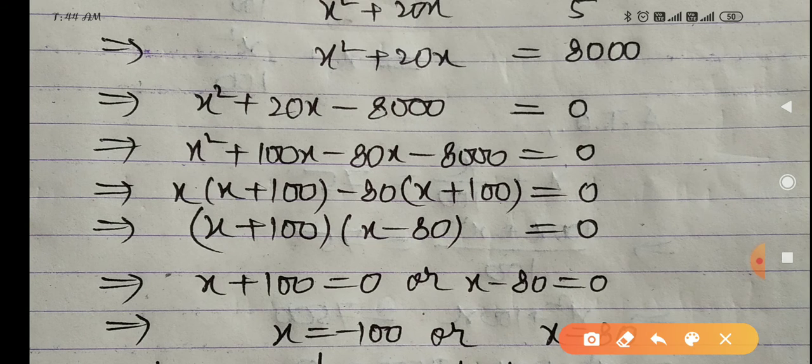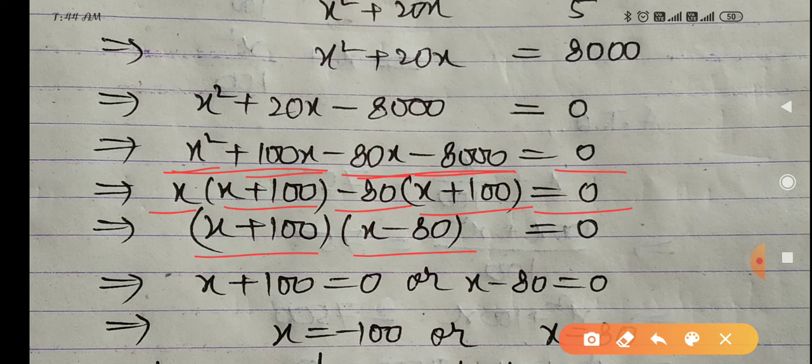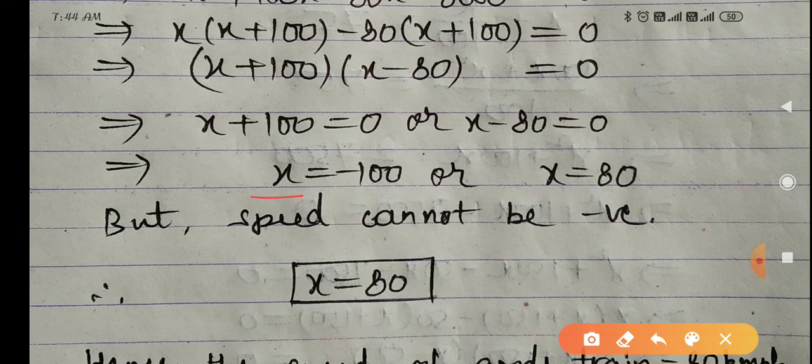Now factorize it. x square plus 100x minus 80x minus 8000 is equal to 0. In the first two terms x is common, x plus 100 inside the bracket. In the last two terms minus 80 is common, x plus 100 inside the bracket is equal to 0. So (x plus 100) multiplied by (x minus 80) is equal to 0. When x plus 100 is equal to 0, x equals minus 100. When x minus 80 is equal to 0, x equals 80.